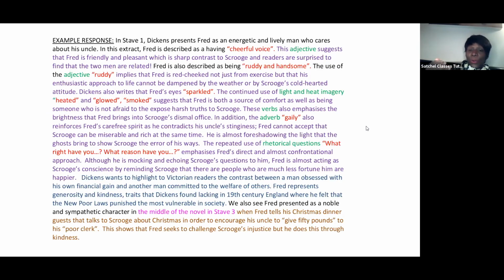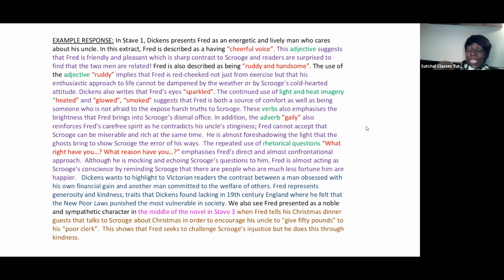The repeated use of rhetorical questions, what right have you, what reason have you, is emphasizing Fred's direct, almost confrontational approach. He's almost mocking and echoing Scrooge's questions. He's acting as Scrooge's conscience, reminding him that he has so much more than people who are less fortunate than him, and they are happier. Dickens wants to highlight to Victorian readers the contrast between a man obsessed with financial gain and another man committed to the welfare of others. Fred represents generosity and kindness, traits that Dickens found lacking in 19th century England, where he felt that the poor laws punished the most vulnerable in society.